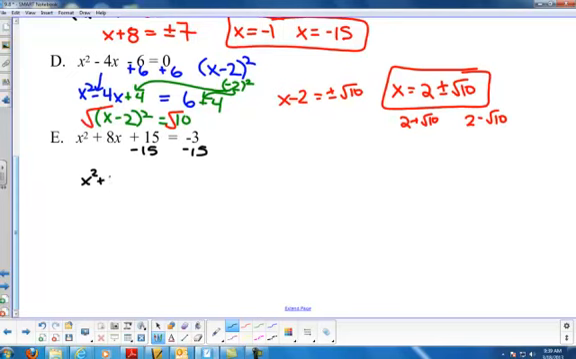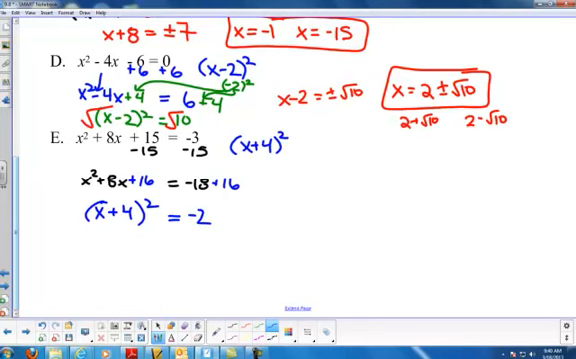we have x squared plus 8x equaling negative 18. And we want to complete the square. Half of 8 is 4. So we know that it's going to be x plus 4 squared. And that means we need to add a 16 to both sides. So we have x plus 4 squared equaling negative 2.